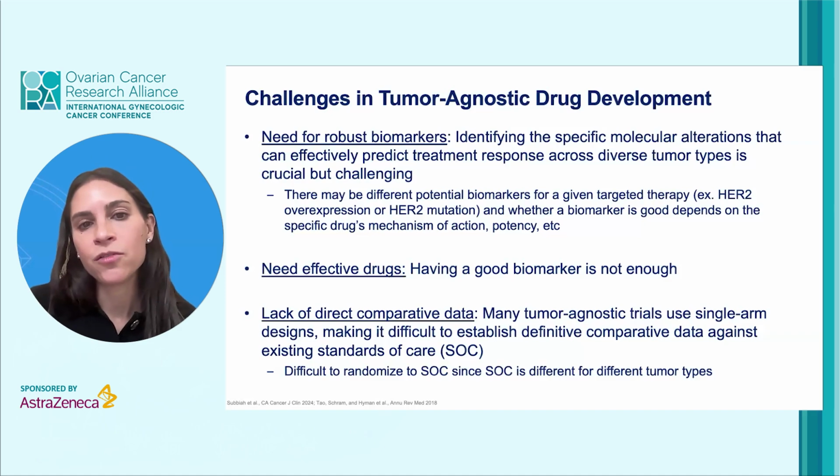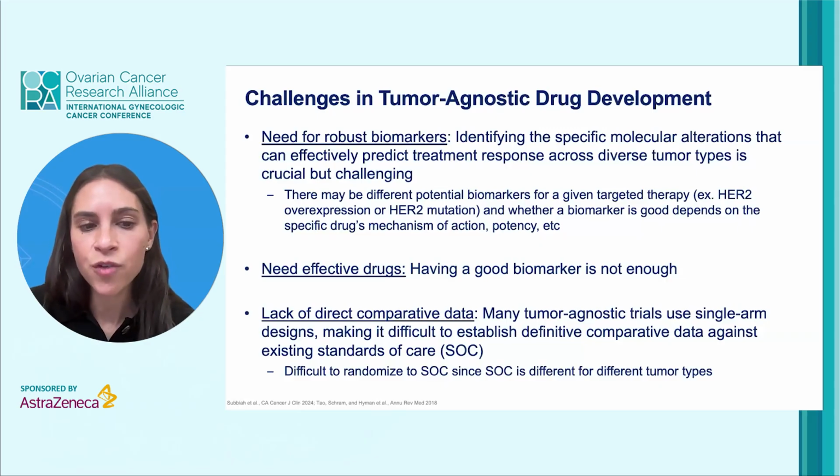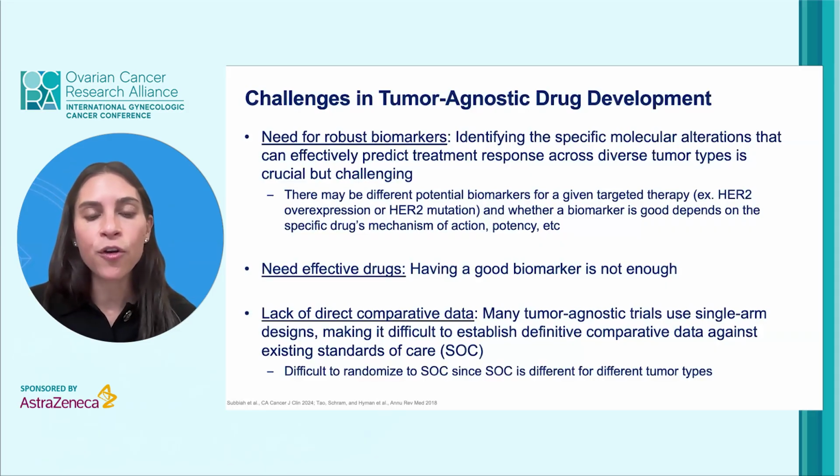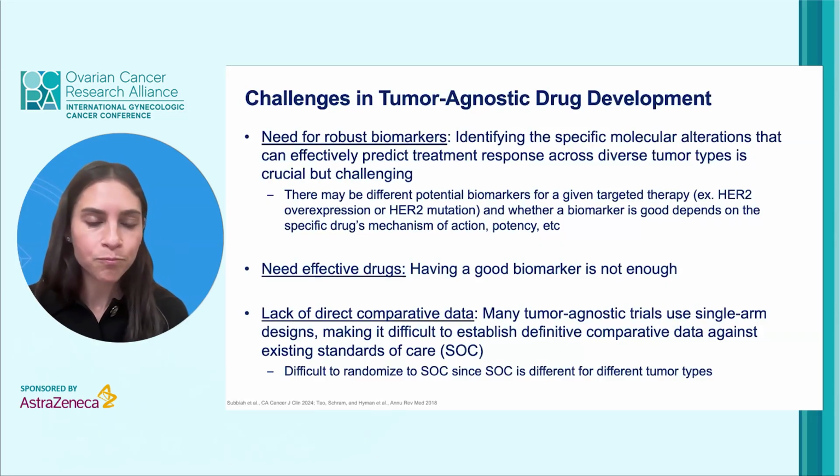It also can be tricky in tissue agnostic drug development because oftentimes there's not a good comparison. Many of the tumor agnostic trials use single arm designs where they enroll patients on a study and give them all the therapy. There's not a control arm. And that can make it difficult to say, is the benefit statistically significant compared to standard of care therapy?